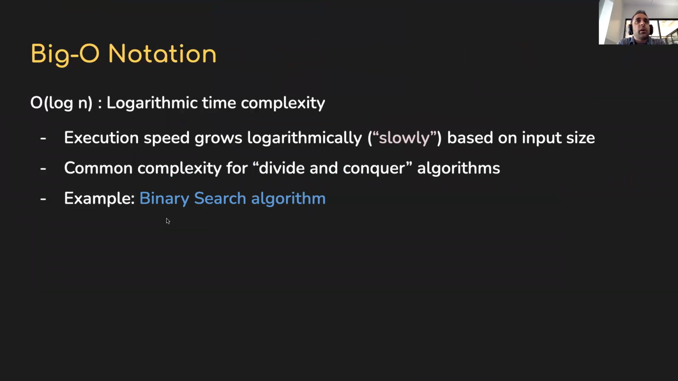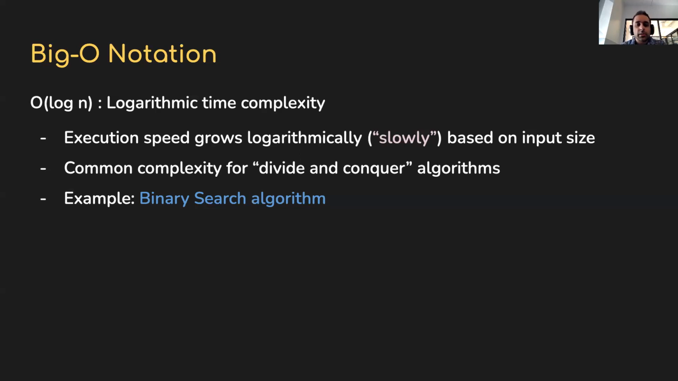All right, next up we have logarithmic time complexity. Execution speed grows logarithmically, or I'd say slowly, based on input size. It's a common complexity for divide and conquer algorithms. Again, you guys coded up binary search a couple days ago, so hopefully you're familiar with the idea of binary search and what it's doing. And this is a more efficient algorithm than linear search, which we'll talk about also. With binary search, the idea is just breaking your larger input into smaller sections, into 2s, and you can just keep dividing by 2 to reduce your search space.